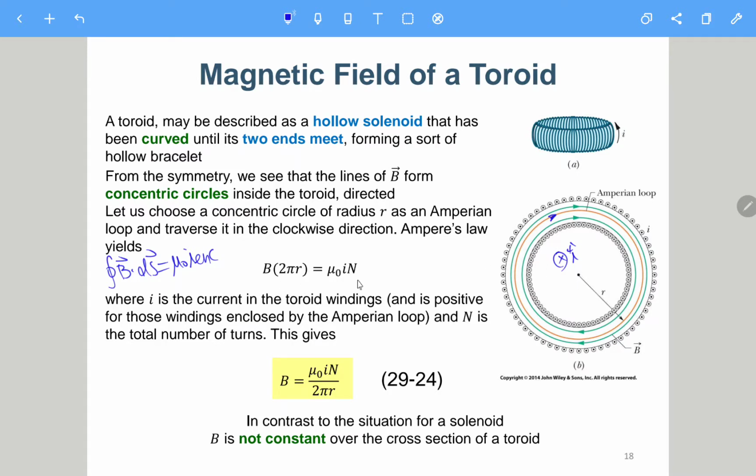And then we move these terms over, so we get B equals mu 0 I N over 2 pi r, like this. So inside the toroid, the magnetic field is related to the distance from the point here to the center. Related to r, which is not constant inside the toroid. So B is not constant over the cross section of the toroid.